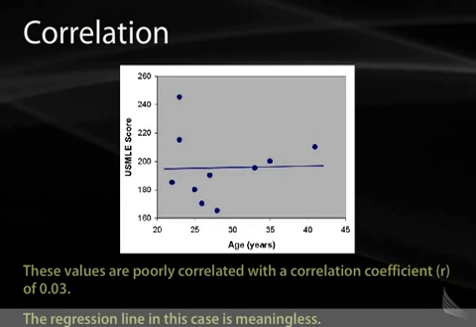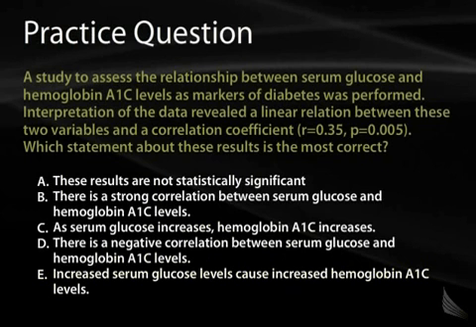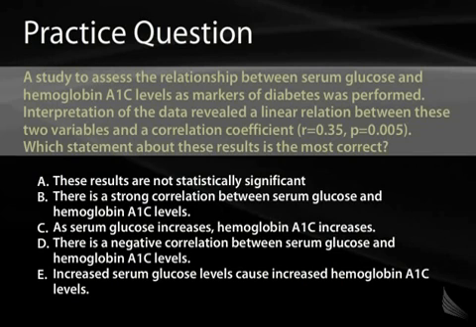Now, when correlation coefficients are generated, one can also generate a p-value. The p-value can be applied to our hypothesis test to determine whether or not we reject or accept the null hypothesis. Practice question. A study to assess the relationship between serum glucose and hemoglobin A1C levels as markers of diabetes was performed.